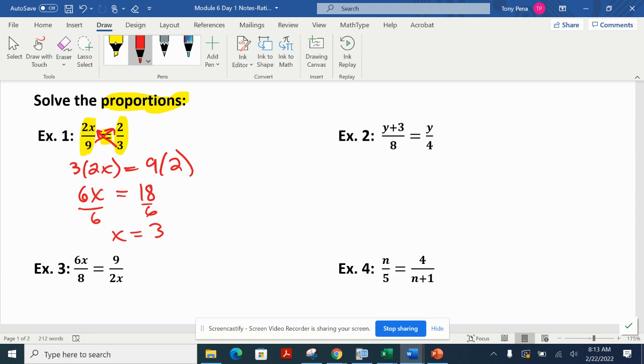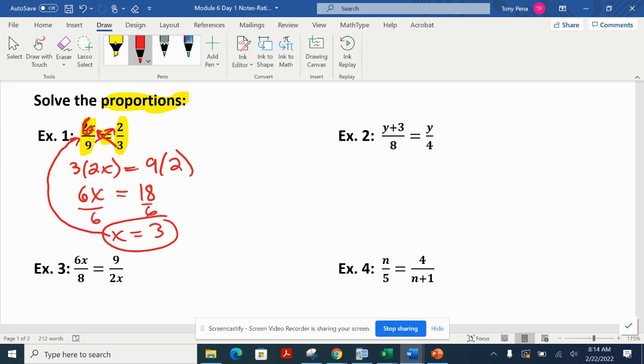I won't do it with all of them, but let's now take this 3 and plug it in just to prove this. 2 times 3 would give us a 6 right here. And then hopefully we would all agree that 6/9 reduces down to be 2/3? Okay, so that confirms that this is in fact our answer.